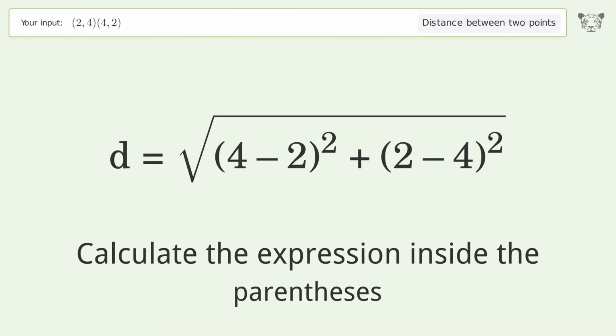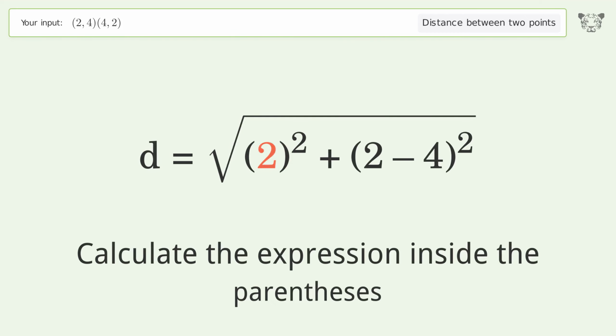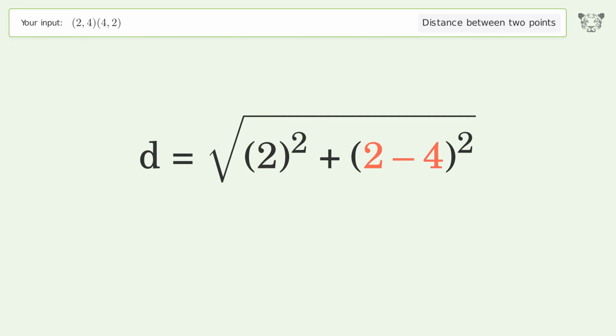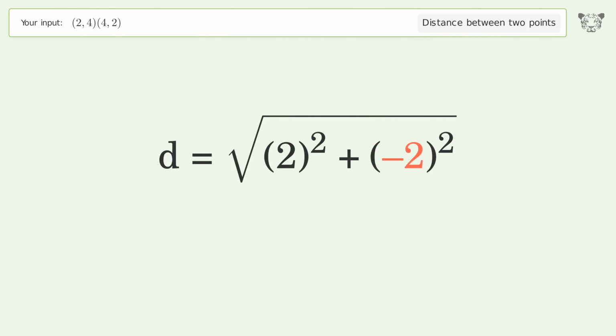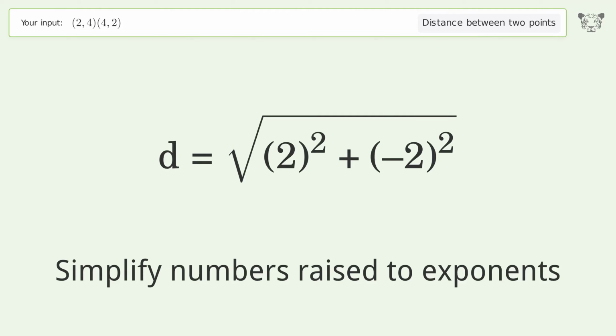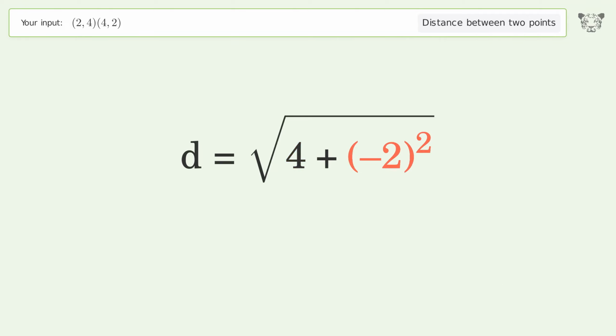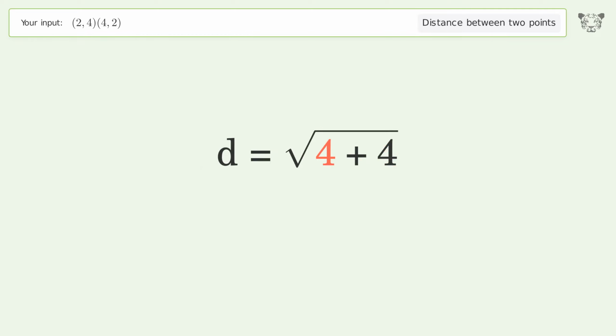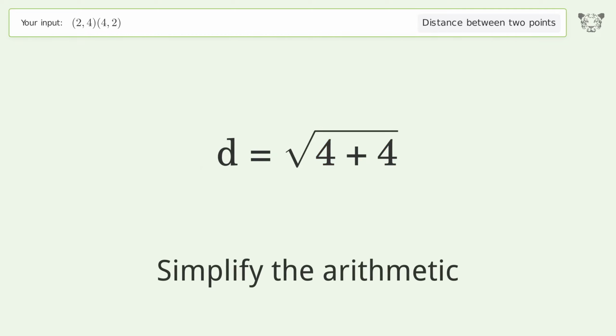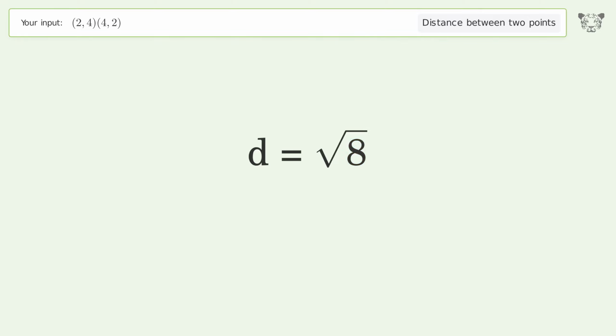Calculate the expression inside the parentheses. Simplify numbers raised to exponents. Simplify the arithmetic. And so the distance between the 2 points is the square root of 8, or 2.828.